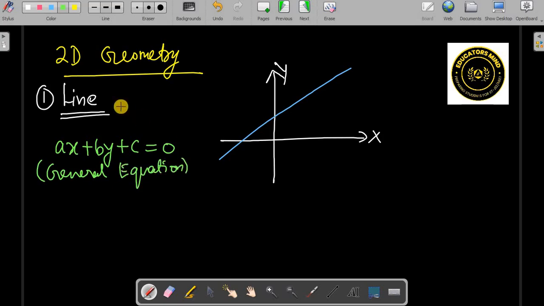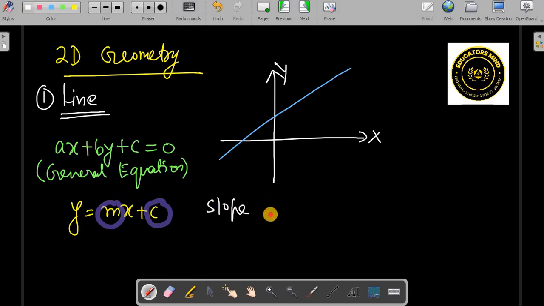Okay, but if we want a specific equation, that means in terms of particular things, then we can write. So let us say different forms of equation we can take. Let's say this equation y is equal to mx plus c. This equation is in terms of slope. This is the slope and this is intercept. So this is called slope intercept form.